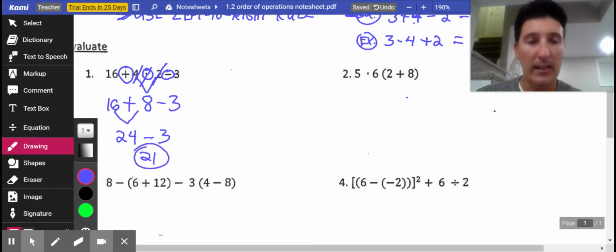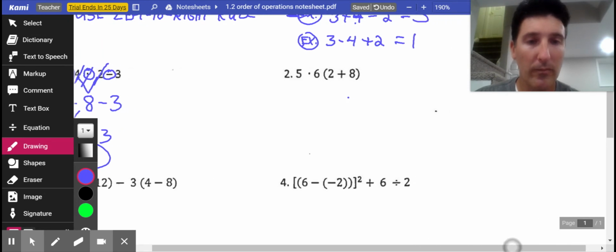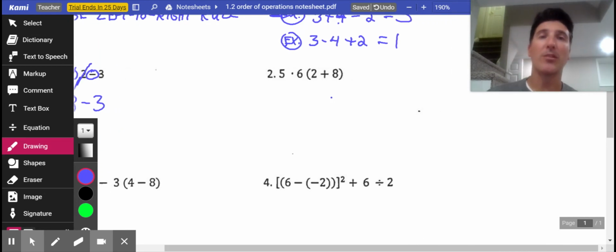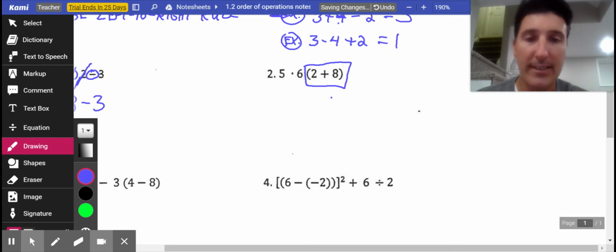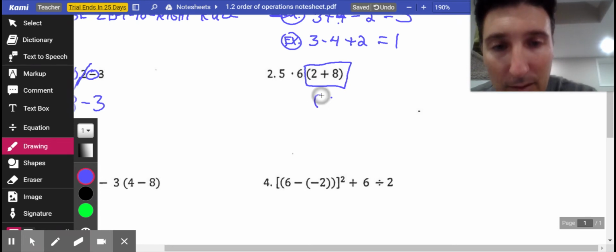All right. Let's move to number 2. Now, what stands out in number 2, I always call them the flashing lights. They're the parentheses. All right. I have to take care of this first. So really easy. 2 plus 8 is 10. So that's in the parentheses.